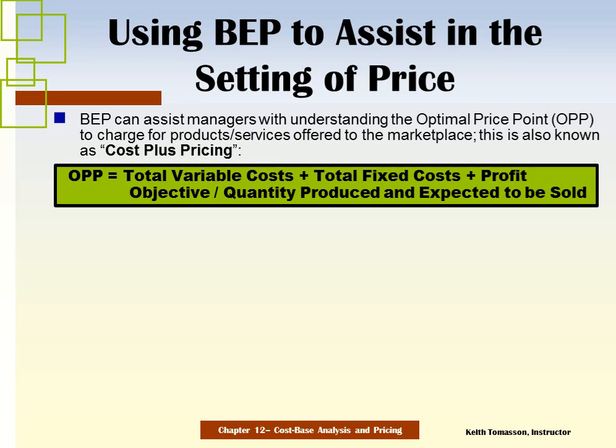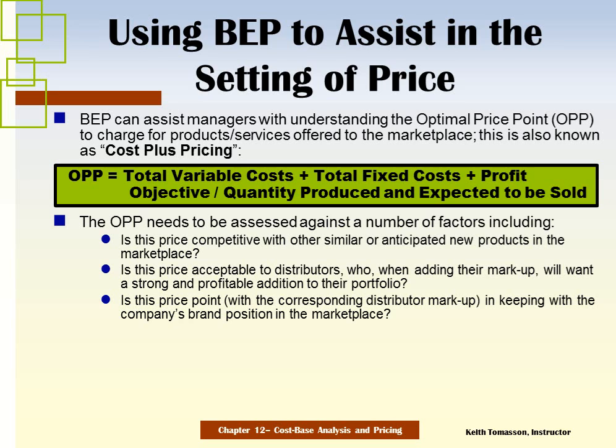So now that you've become a master at understanding the break-even point, the break-even point can also be used to assist managers to understand how to determine what might be the optimal price point, or OPP, to charge for the goods and services that we offer for sale to our customers. This is sometimes also known as cost-based or cost-plus pricing. So the optimal price point equals the total variable cost plus our total fixed cost plus our profit objective divided by the quantity produced and expected to be sold.